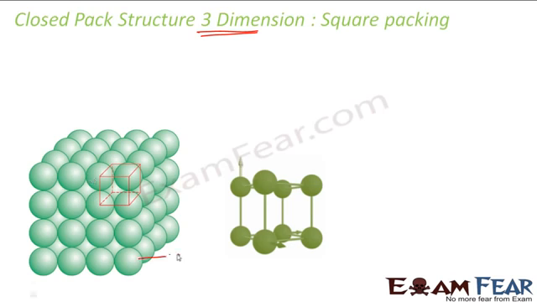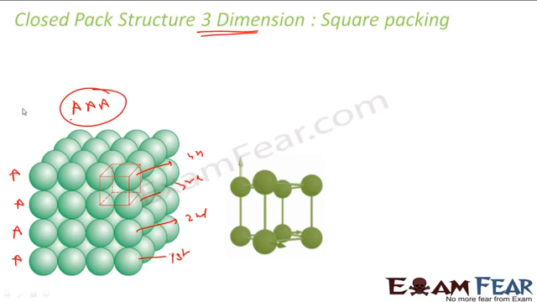So if this is my first layer, let's suppose. So my one layer will be a 2D layer. This is one 2D layer. On top of that, I am putting a second layer. Exactly the same. Then third layer. Exactly the same. Then fourth layer. Exactly the same. So if this was my one layer, this is called A. The second layer is also A. Third layer is also A. Fourth layer is also A. Correct? So this type of packing is called AAAA packing.